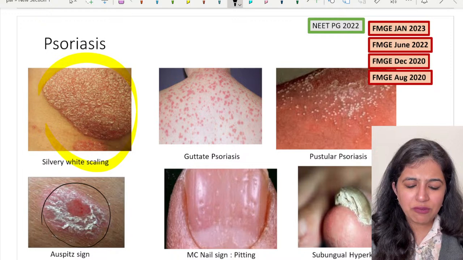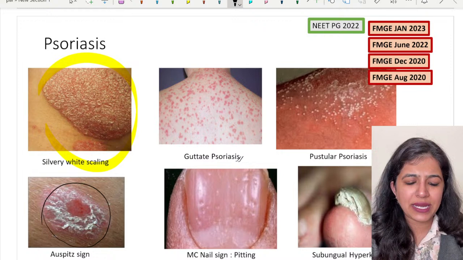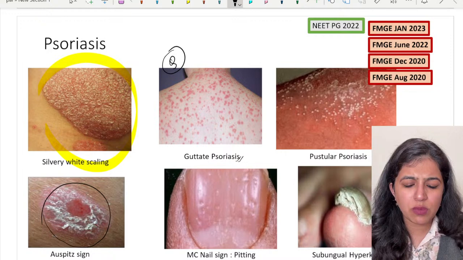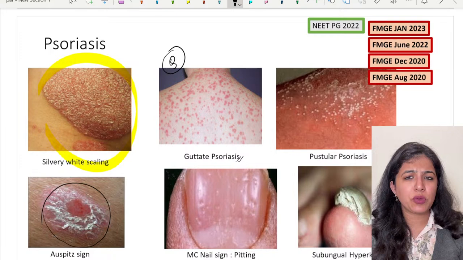It happens in a child, follows a streptococcal pharyngitis. This image has been asked. When you see multiple small psoriatic lesions on the body of a child who has had streptococcal pharyngitis, the answer is guttate psoriasis.